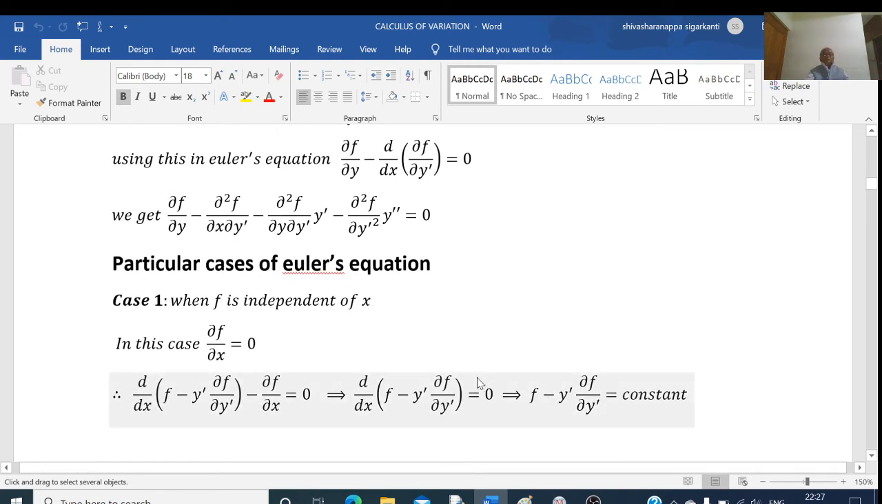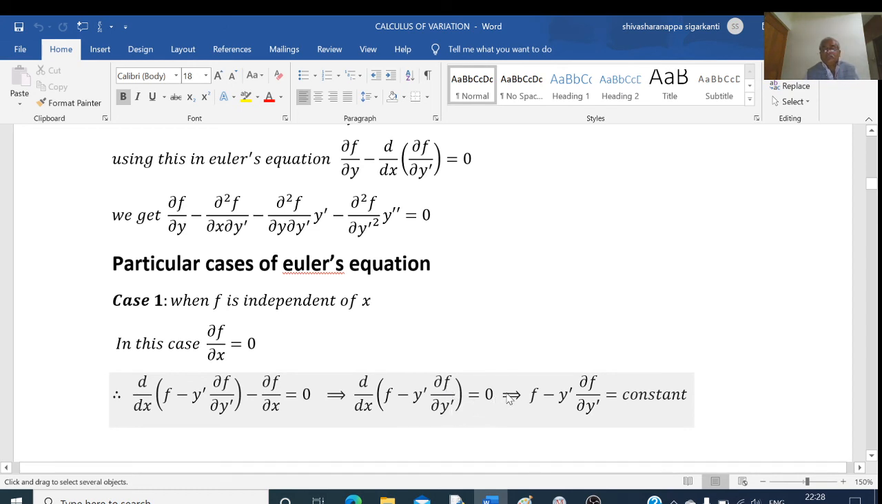When f is independent of x, we get ∂f/∂x = 0. And from A, the other form of Euler's equation, we have d/dx of (f − y' ∂f/∂y') − ∂f/∂x = 0. If f is independent of x, then this quantity becomes 0. So therefore I am getting d/dx of (f − y' ∂f/∂y') = 0.